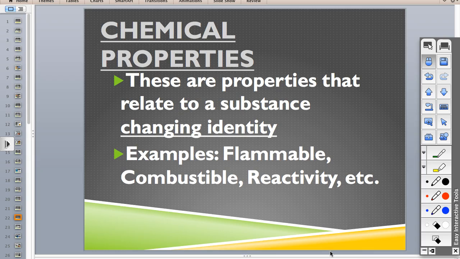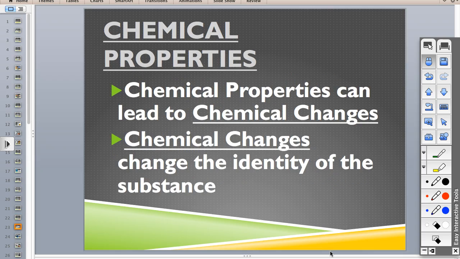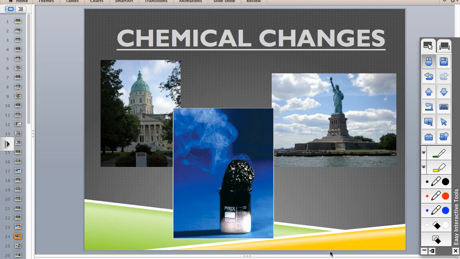Yes. So is color like both? No. When something changes color, it is a chemical change. But the color of something is a physical property. Do you see the difference? Yes. Okay. So anyway, what it reacts with, if it's flammable or not, those are chemical properties. And those can lead to chemical changes.